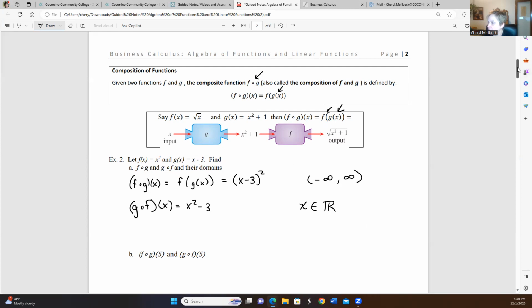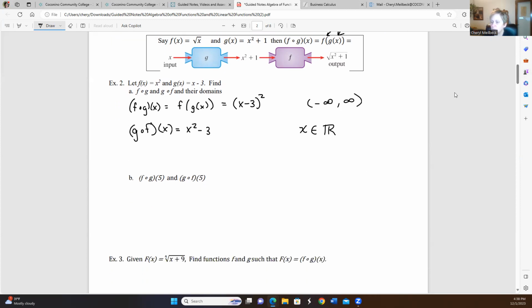Now let's go ahead and check out f of g of 5 and g of f of 5. If we look at f of g of 5 first, that means we're going to this function, we're substituting 5 in for x. So we'll have 5 minus 3 squared. 2 squared is 4. If we go to g of f of 5, we'll be going to our second function and substituting 5 in. So we'll have 5 squared minus 3, or 25 minus 3, which is 22.